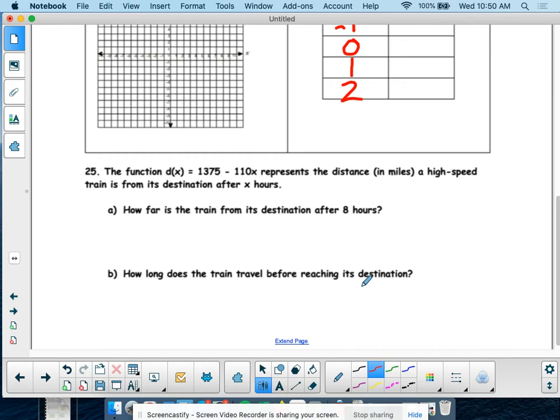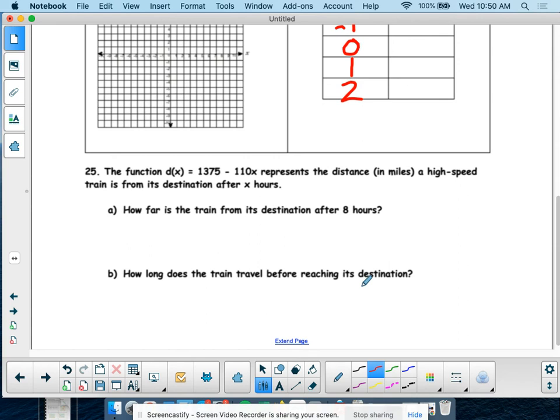Should we maybe do this last one together? It says the function d of x equals 1,375 minus 110x represents the distance in miles a high-speed train is from its destination after x hours. Okay, so this is talking about the distance a train's traveling after x hours, all right? How far is the train from its destination after 8 hours?